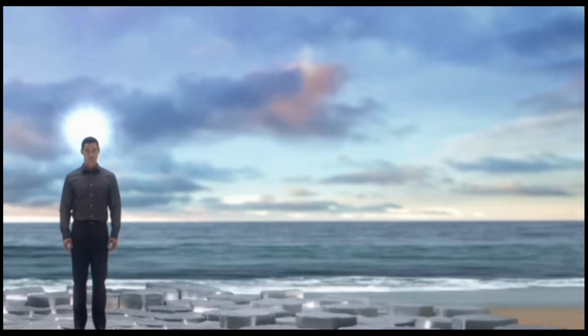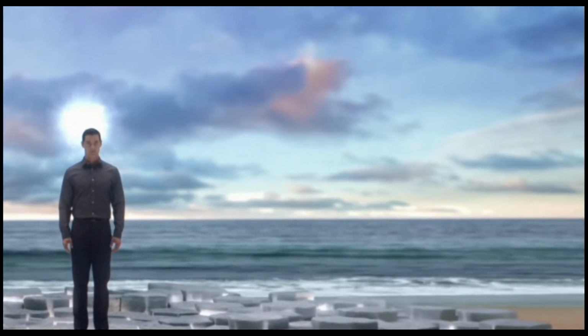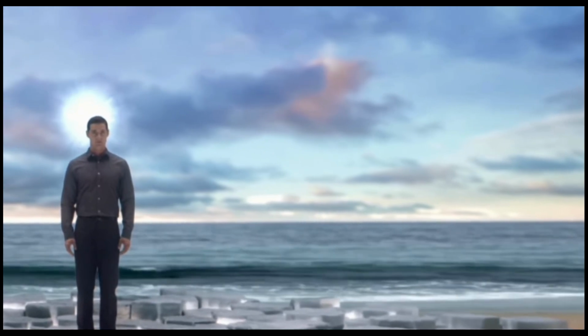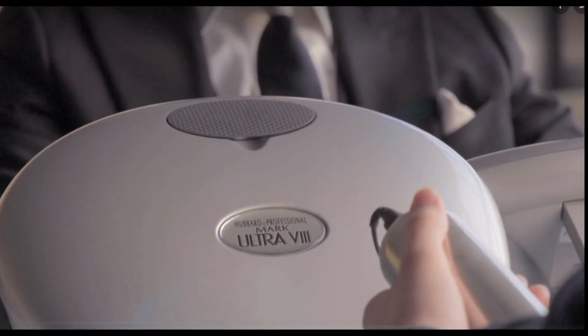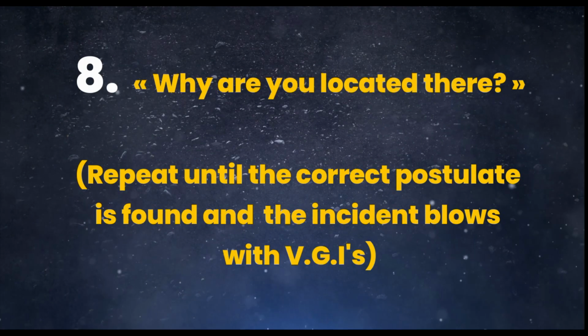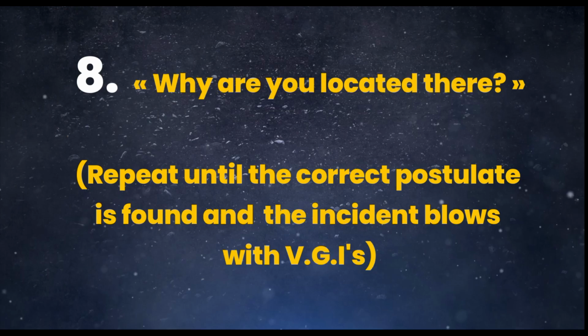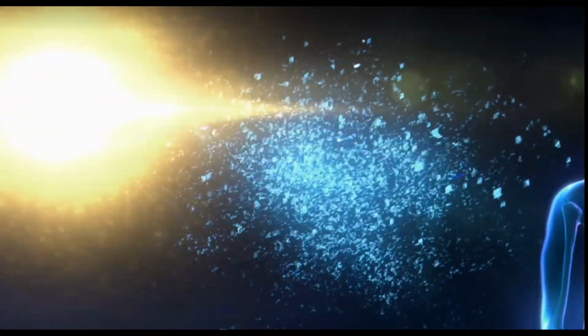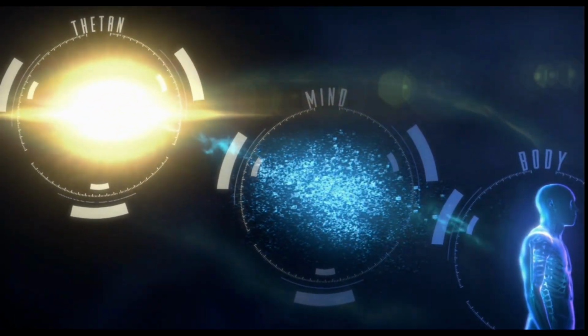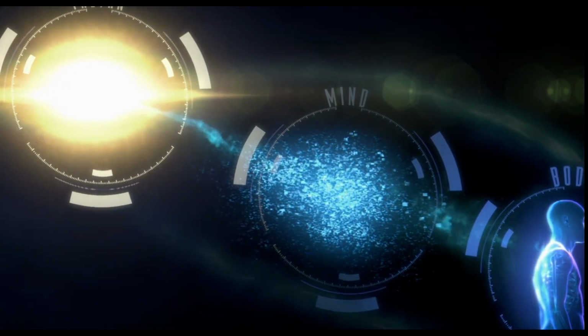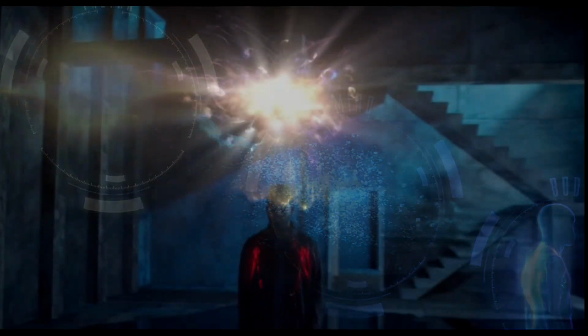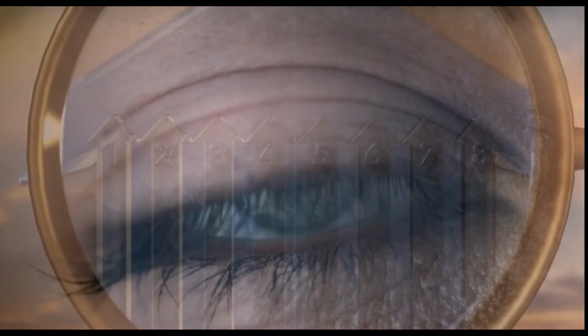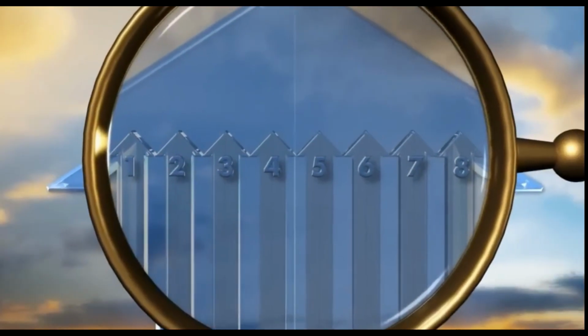The viewpoint is not the thetan here. You must also throw a point from which to view to see where you were exterior from. The last step is, why are you located there? Repeat until the correct postulate is found and the incident blows with VGIs. Then look until you can spot your body from the thetan exterior. This is sometimes at a far distance from where the body or environment is. Then the last question is asked of that spot where the thetan being was. That is all there really is to it.